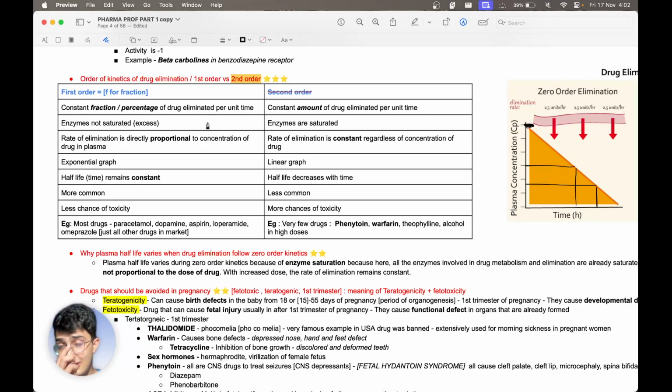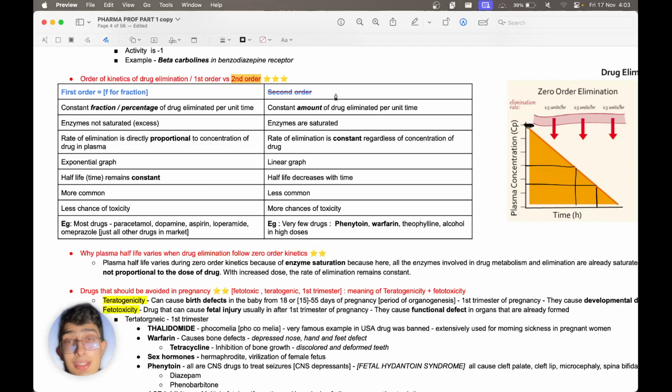Constant percentage means, for the metabolism of a first order drug, in 1 hour, say 50% of the drug is eliminated. For example, if the drug had 100 milligram in the plasma, in 1 hour it will be 50 milligram, in the second hour it's going to be 25 milligram, and in the third hour it's going to be 12.5 milligram, because in every unit time we're removing a constant percentage, 50%. So from 100 to 50, and then from 50 to 25. In each hour we are removing 50% of the drug. That is why the fraction is constant.